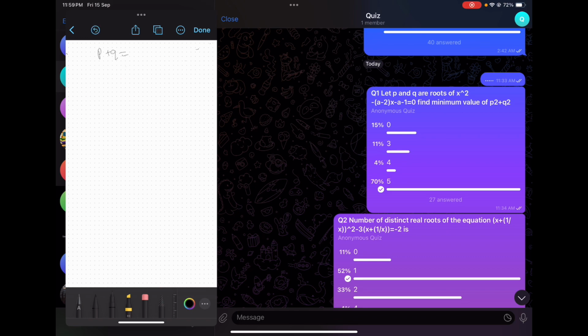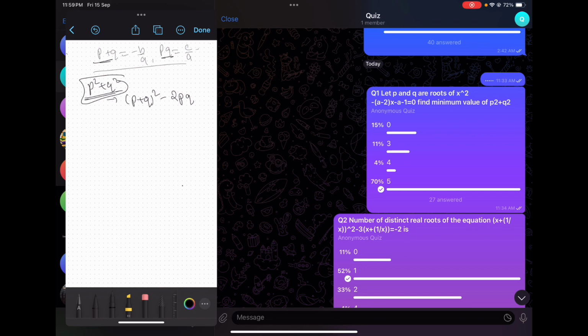is P plus Q equal to minus B by A and PQ equal to C by A for a standard equation. Okay. So what we'll do is we'll try to convert. Our question is minimum value of P square plus Q square. Okay. So P square plus Q square can be written as, so we'll try to convert this P square and Q square in these two forms, and we know the identity P plus Q whole square minus 2PQ.